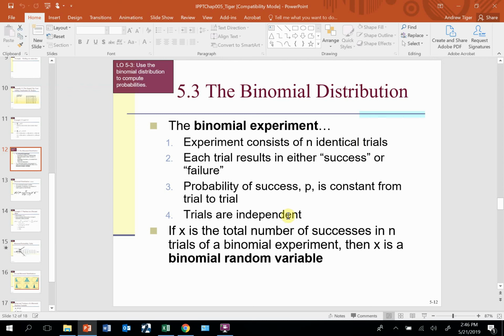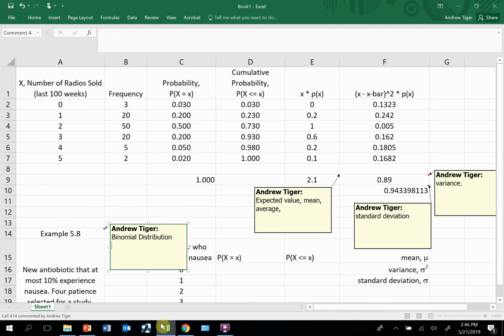It's like shooting a free throw. So the probability of making a free throw might be 70%. What's the chances I would make 7 free throws in a row if the probability of one is 70%? It's those type of questions that we answer with the binomial distribution. So let's look at a problem.